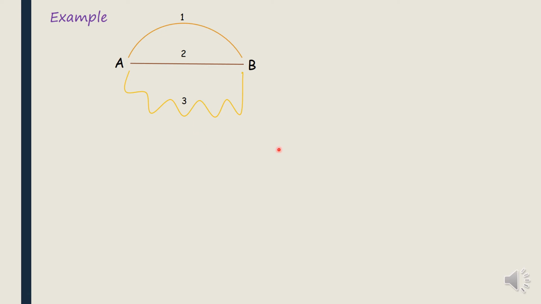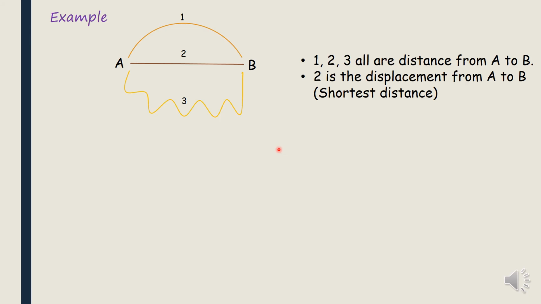Okay, you people have already understood. तिमीहरूले बुझिसकेको छ डिस्टेन्स भनेको के हो, डिस्प्लेसमेन्ट भनेको के हो. तिमीहरूले एकछिन भिडियो पज गरेर you people can try to analyze which one is distance, which one is displacement. Okay, otherwise now I am giving you the answer. 1, 2, 3 all are distances from A to B. Okay, so 1 is also a distance from A to B. 2 is a distance from A to B, and 3 is also a distance from A to B.